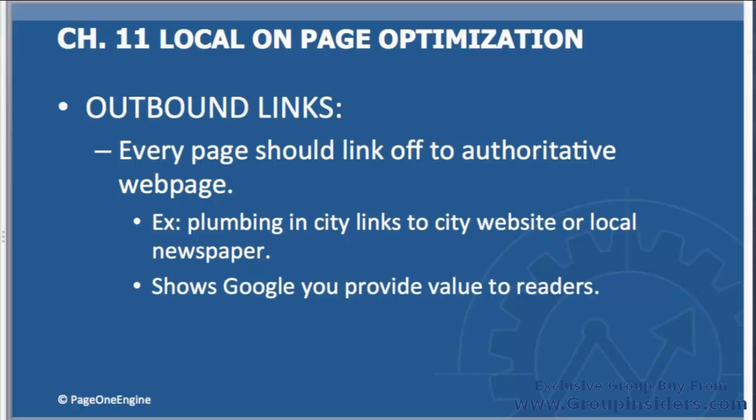Okay, for the last section in the local on-page optimization, we're going to talk briefly about outbound links. Each page should have an outbound link linking off the website to an authoritative page. You could link out to a wiki page about plumbers, a local guide about plumbers, or you also could link out to the local city website. When you do this, it just shows Google that you're providing more value to the reader on the page, and it's a good ranking factor with on-page.